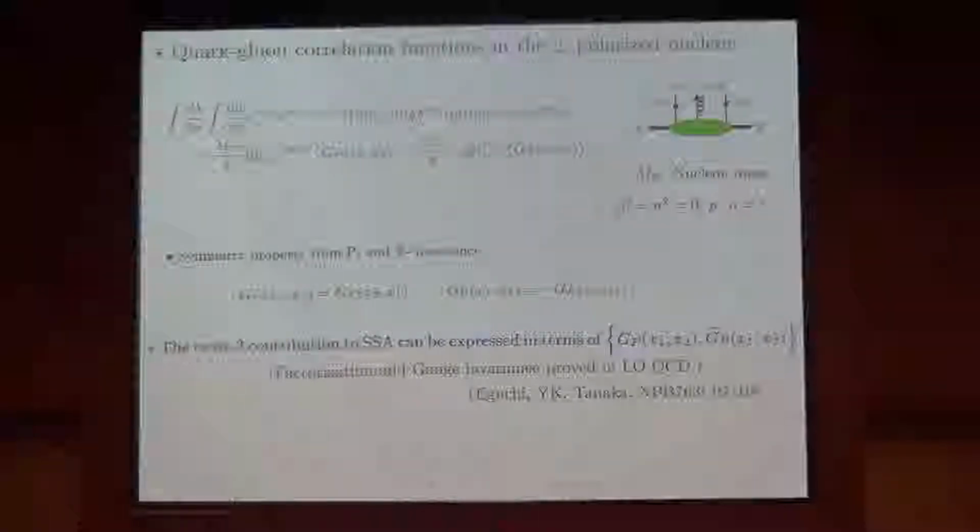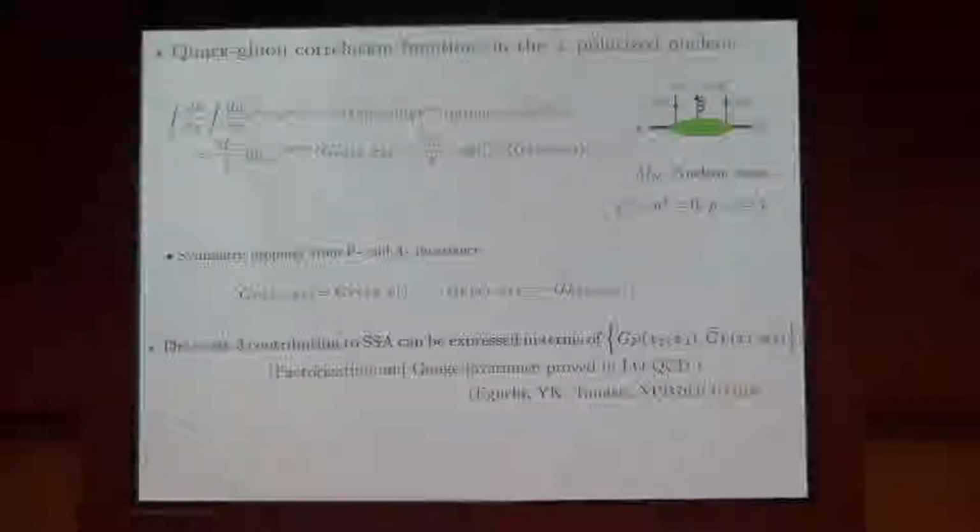Here, I just defined the gauge invariant correlation function in the nucleon, but whether the cross-section can really be expressed in terms of these functions is a separate issue, which we have to prove for each process. But in fact, we have shown that the twist 3 contribution to single spin asymmetry can be expressed in terms of this complete set of the quark-gluon correlation functions. We have shown the factorization property and the gauge invariance.